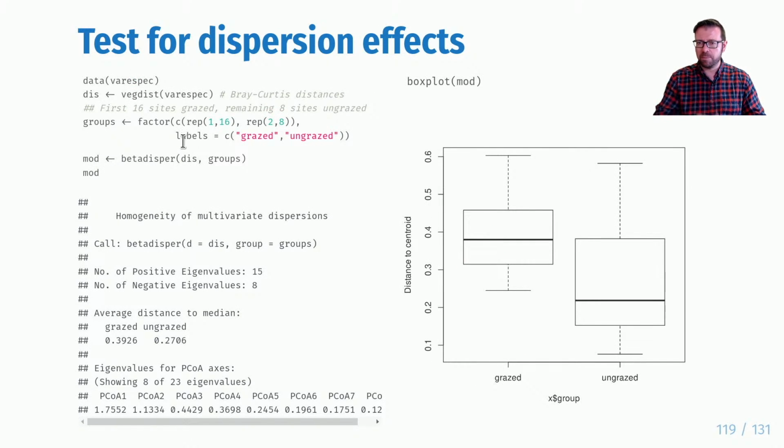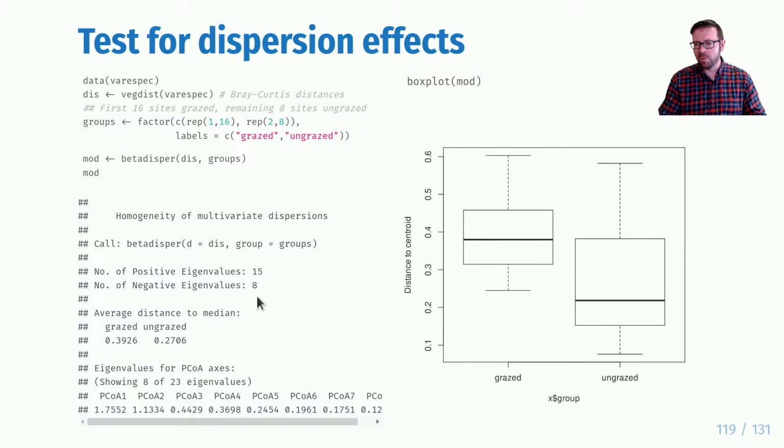This is betadisper. This is taking the dissimilarity matrix and representing it in principal coordinate space. So it's trying to do this Euclidean embedding, but we get negative eigenvalues and we get positive eigenvalues in this case because it's Bray-Curtis, you see here, right? So we have 15 positive eigenvalues and 8 negative. So there's some non-Euclidean component in here.